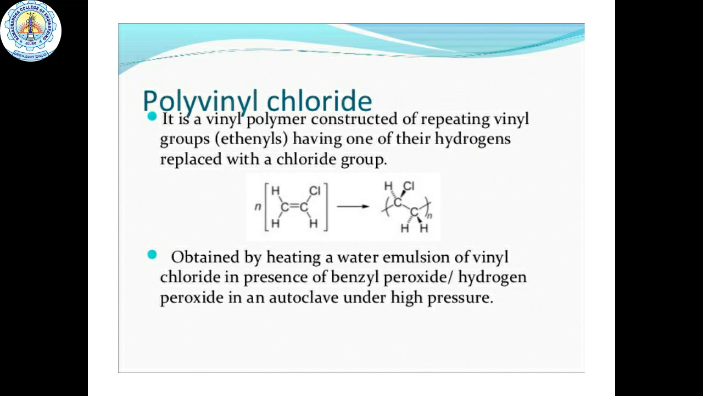Polyvinyl chloride is commonly called PVC. It is a vinyl polymer constructed of repeating vinyl groups, with one of their hydrogens replaced with a chloride group. So PVC is obtained by heating a water emulsion of vinyl chloride in the presence of hydrogen peroxide or benzoyl peroxide in an autoclave under high pressure.